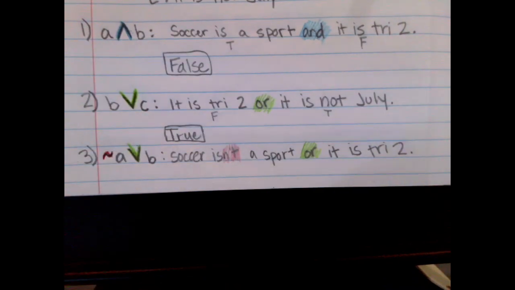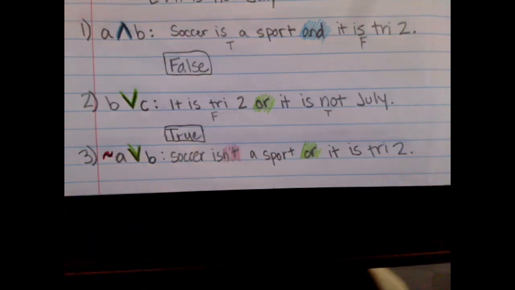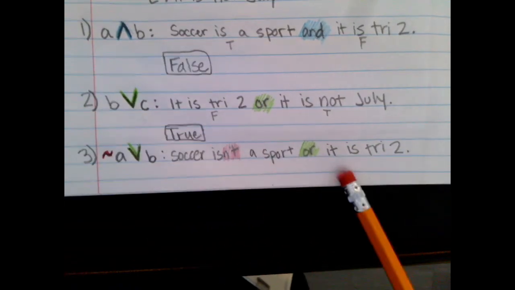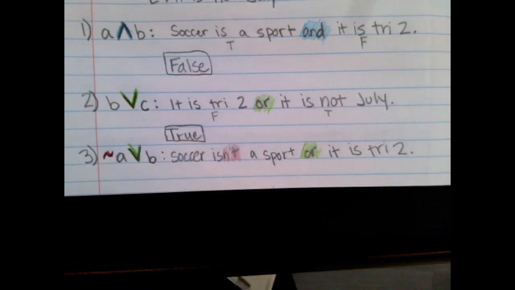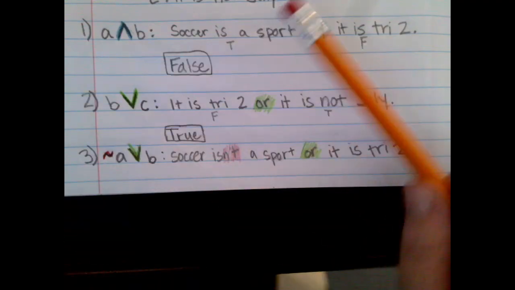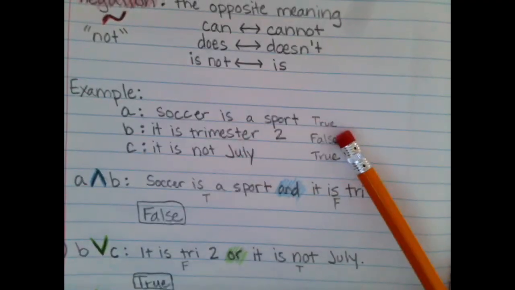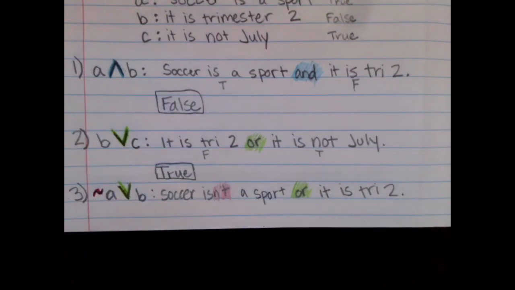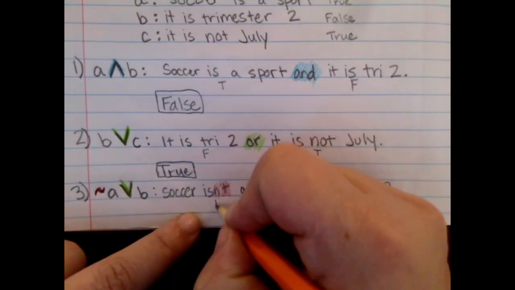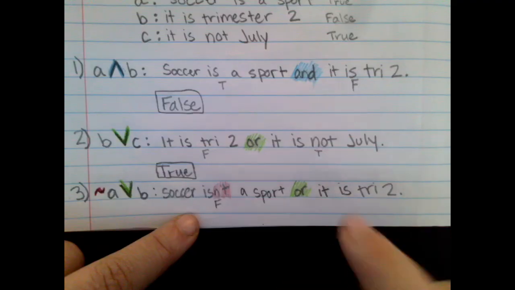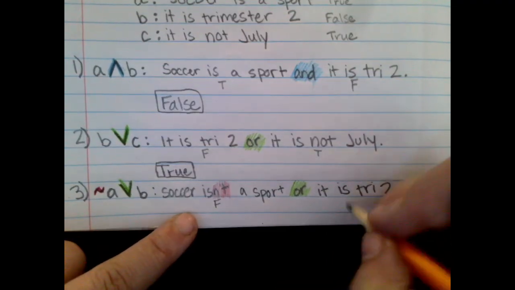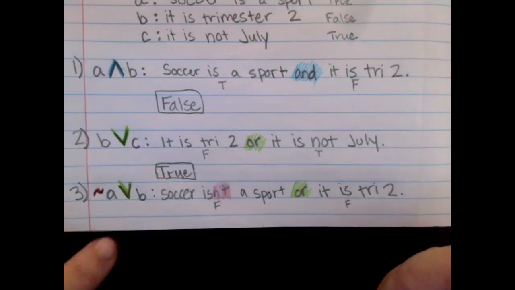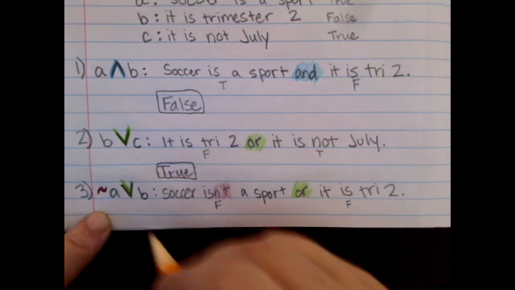So to evaluate our truth value, we need to look at each individual one first. Soccer isn't a sport. Originally we said soccer is a sport, and that's true. So if we say soccer isn't a sport, is that true or false? False. Okay. Is it trimester 2? No, that's also false. So overall, is the statement true or false? False.